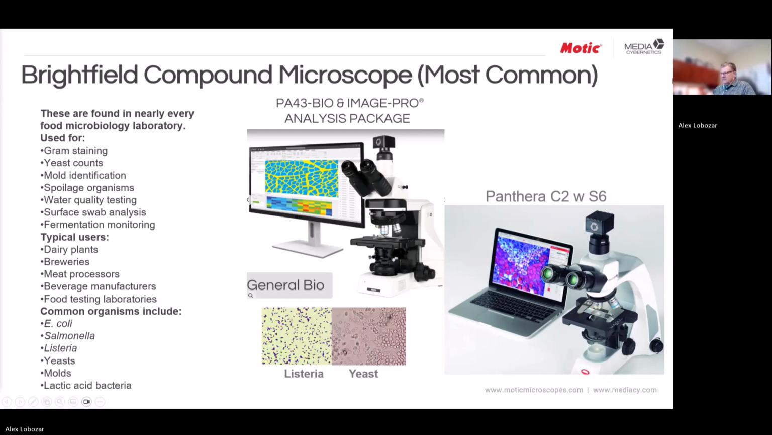We're just going to give you a brief overview of some of the actual equipment, the microscopes that will be used for this. Of course, we're going to focus mostly on the image software with Image Pro, but just to give you some basic ideas, we talked about the common types of microscopes and the area applications they cover. In this case, the most common is our bright field compound microscope. Here you can see an example of our PA43 Bio and our Panthera C2. Those are equipped with our S6 camera, and you can see some imagery here from our Image Pro package.